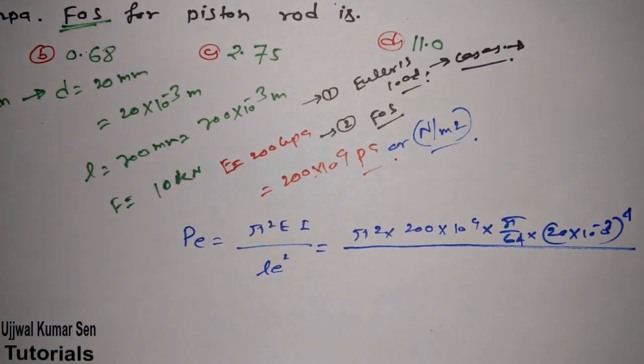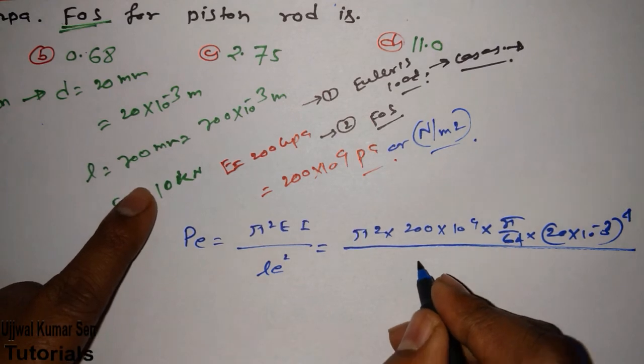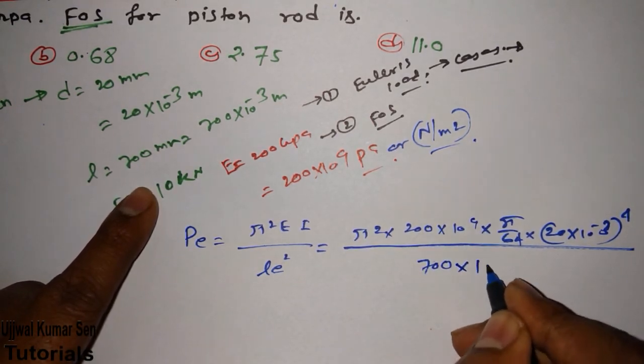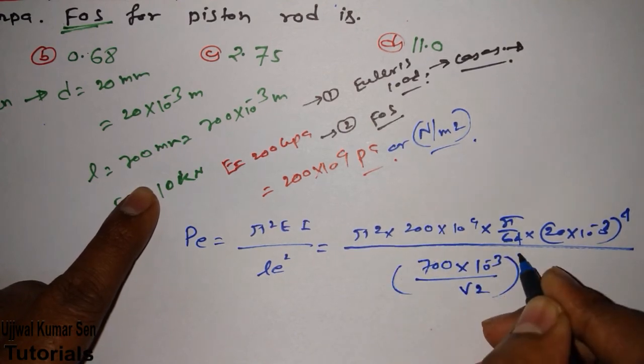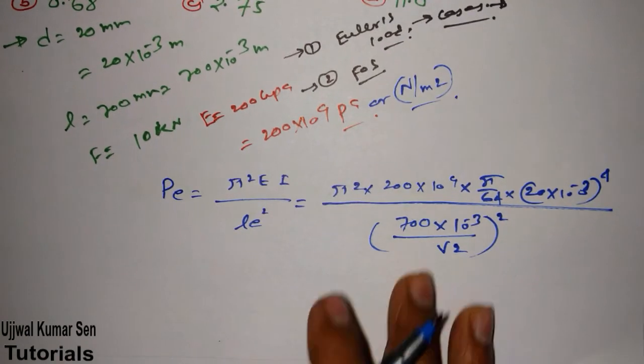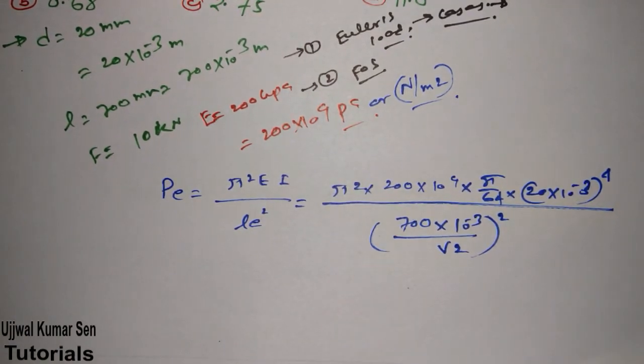Now Le: I have already shared with you that in case of a beam, if one side is fixed and the other side is hinged, then effective length is equal to length by root 2. So length here is 700 multiplied by 10 to the power minus 3, divided by root 2, so it's squared. Got it? Now we have to solve this equation. After solving, we'll get the answer. Then we have to divide that answer by the load, 10,000 Newton. So this is all about the problem.